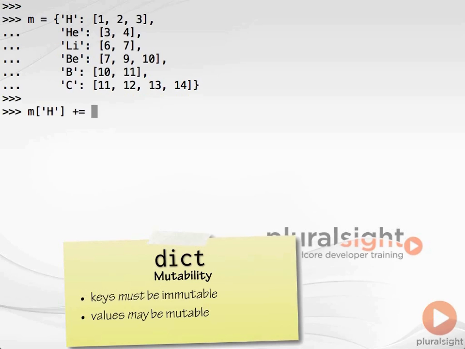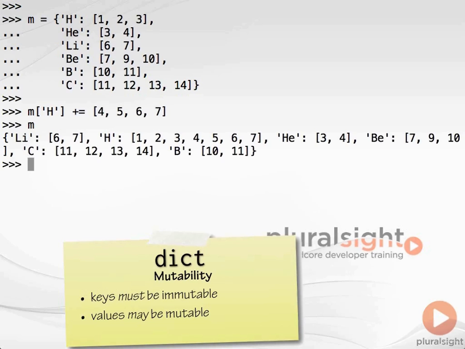Here the augmented assignment operator is applied to the list object accessed through the H for hydrogen key. The dictionary is not being modified at all here, but the list is being extended. Of course, the dictionary itself is mutable. We know we can add new items. Here we add 3 isotopes of nitrogen.